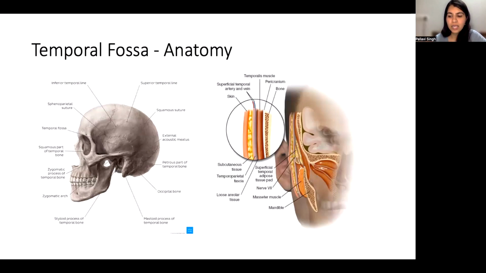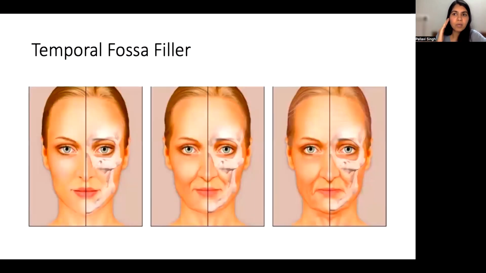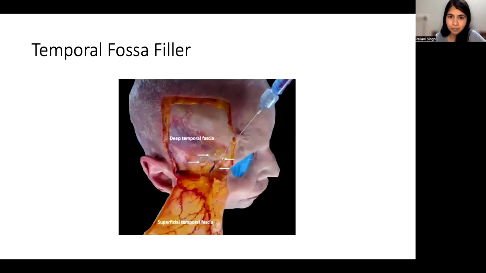And what happens with age is that all of the muscles over here start to get resorbed, and the subcutaneous fat pad also tends to get deflated. So what that creates is a big concavity on the temporal fossa, which is a sign of aging. It does not look good. So when we're trying to rejuvenate this area, what we really want to do is just fill out that concavity.